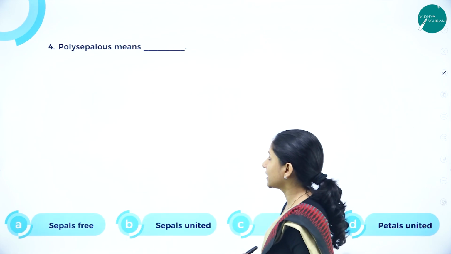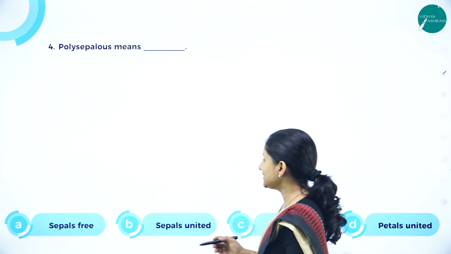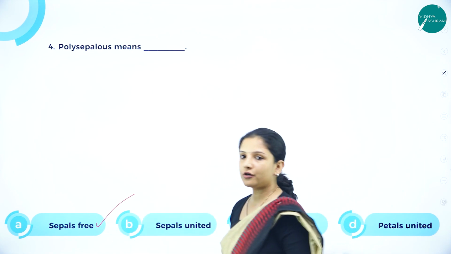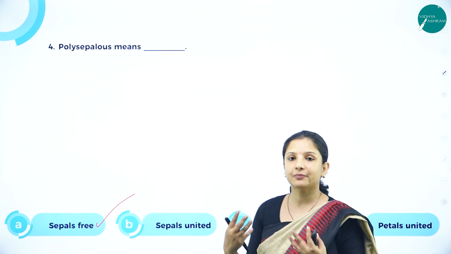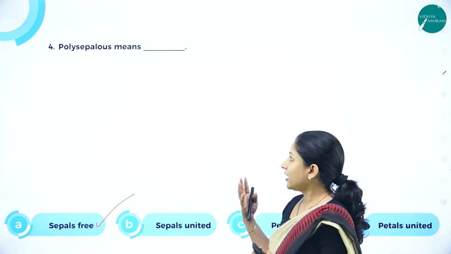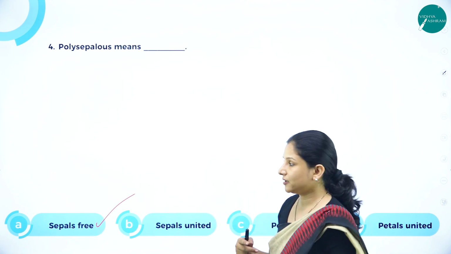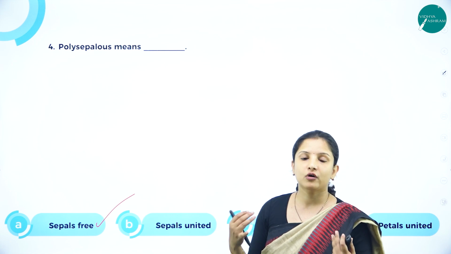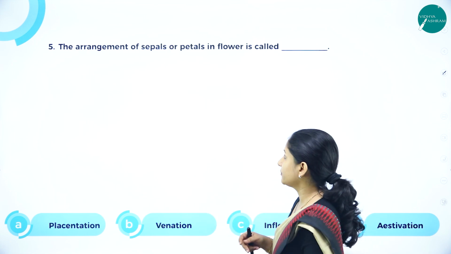Gamosepalous means sepals united. Next, as I told you, the question can be framed like this. Polysepalous means sepals are free, not united to one another. We had seen in the previous session sepals united in the case of hibiscus, gamosepalous. In the case of rose, it was polysepalous. An example for gamosepalous, an example for polysepalous, like that also MCQs can be framed.